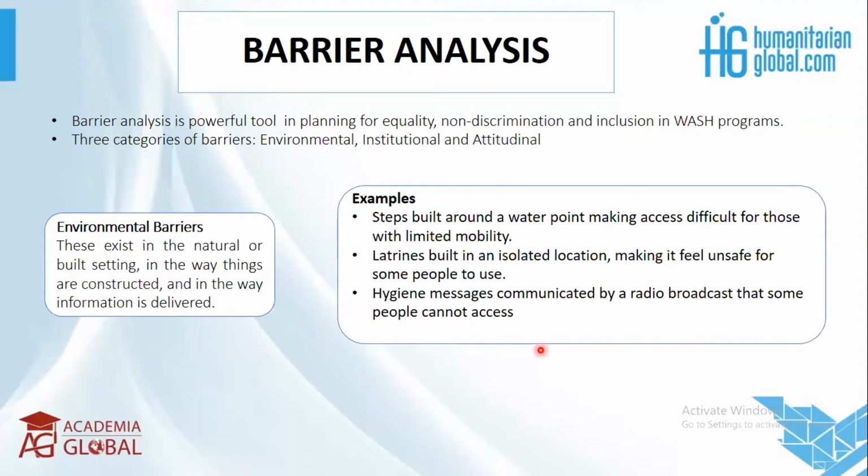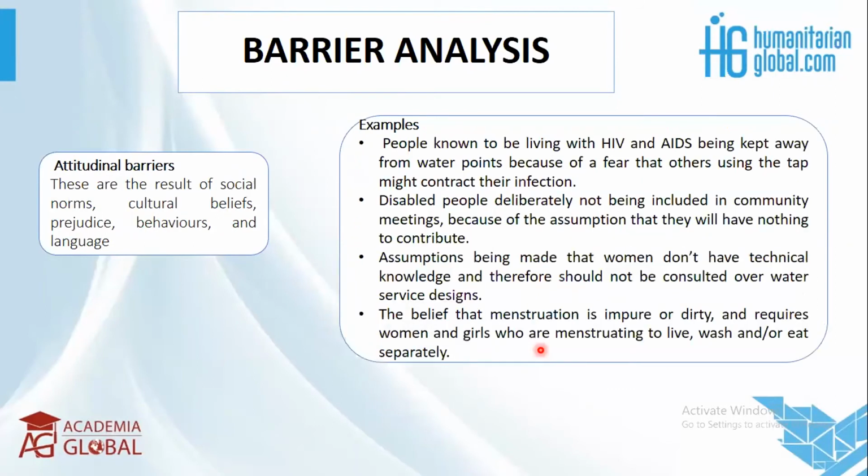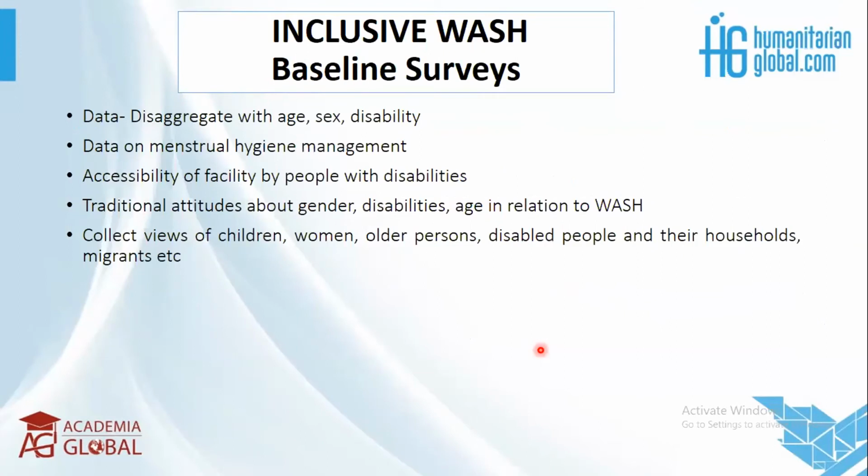So when you remove the barrier, people are now able to access services. So you have these three categories: the environmental barriers, the institutional barriers, and the attitudinal barriers. You can identify a barrier and you need to work on it to ensure that you're removing it, for people to be able to access, whether it's a water service, a sanitation service, or a hygiene service.